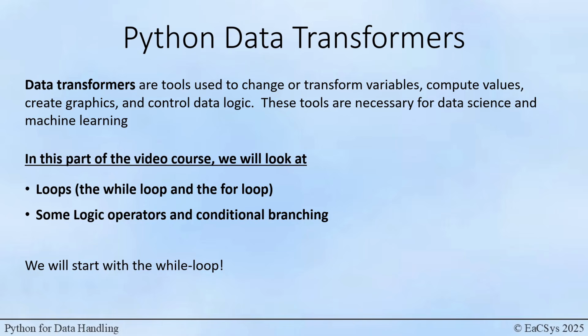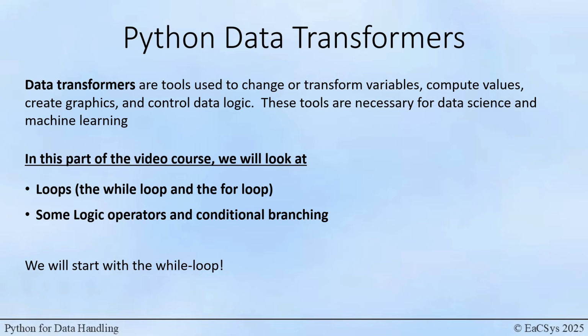So, now we're going to talk about what data transformers are. Data transformers are pre-designed tools used to assist when creating, changing, or transforming variables or data objects. These data transformers can be used to compute values, to change values and variables. They can assist with object creation, variables, graphics, and to control logic and program execution.